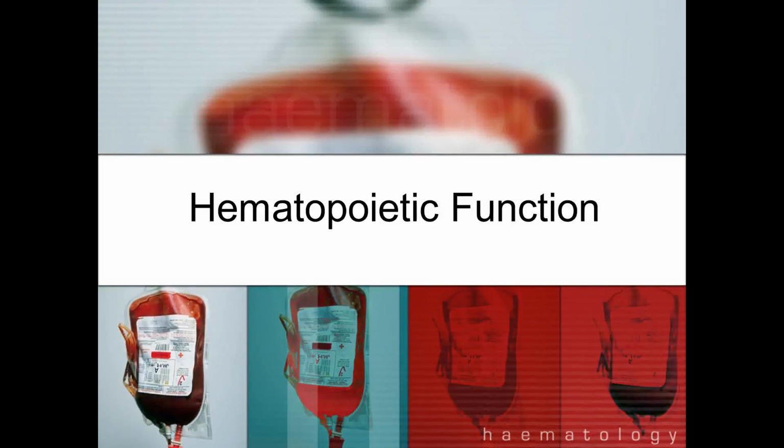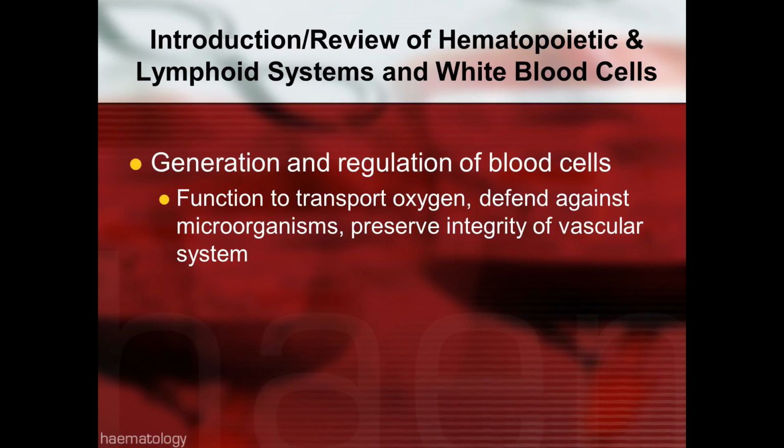Okay, so today we're going to be covering hematopoietic function, and this lesson is specifically on disorders of white blood cells and lymphoid tissues. The hematopoietic system and lymphoid tissues are responsible for the generation and regulation of the blood cells that function in the transport of oxygen, in the defense against microorganisms, and in the preservation and integrity of the vascular system. So that's kind of what we're going to be talking about.